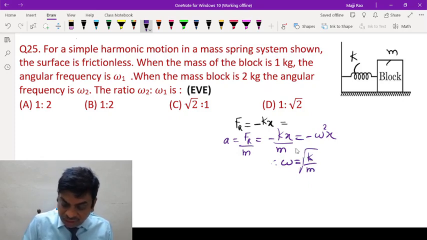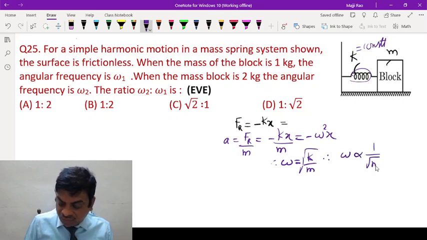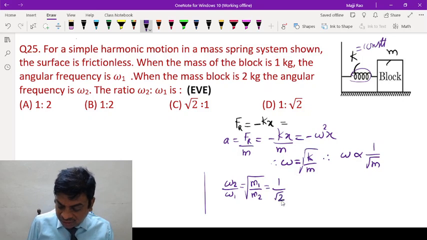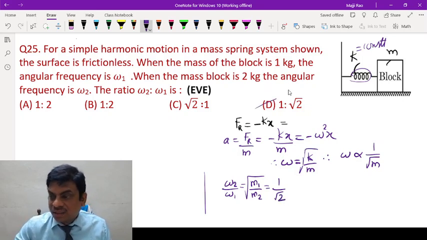Now since in both the situations the spring remains same, k is a constant. So we can write that omega varies inversely as square root of mass. So based on that, I can write final value of omega upon initial value of omega is equal to under root initial mass by final mass. Initial mass is 1 kg, final mass is 2 kg. So D option is the correct answer.